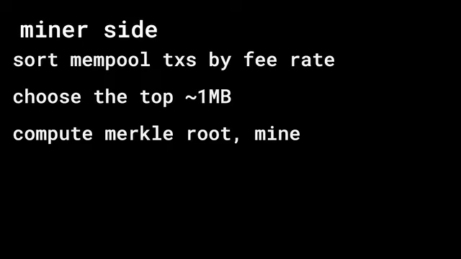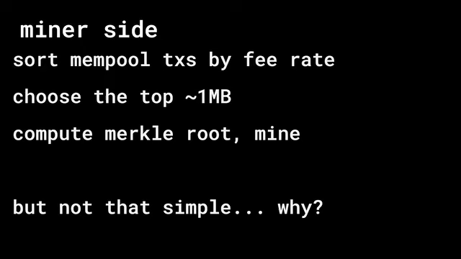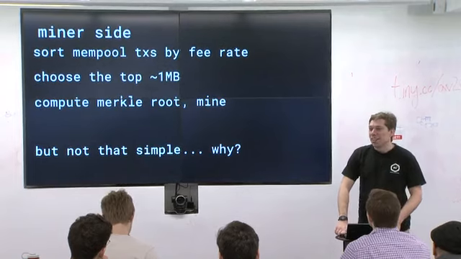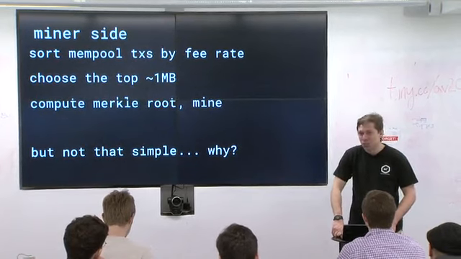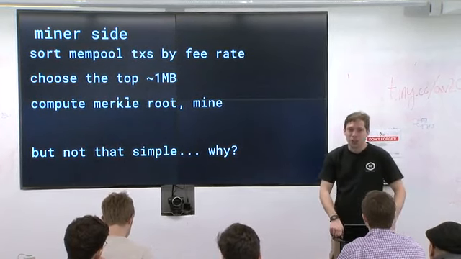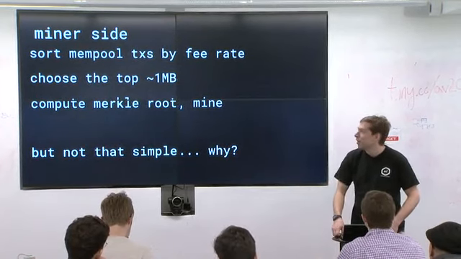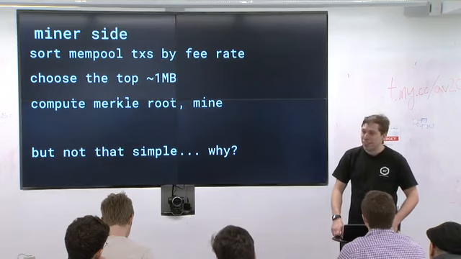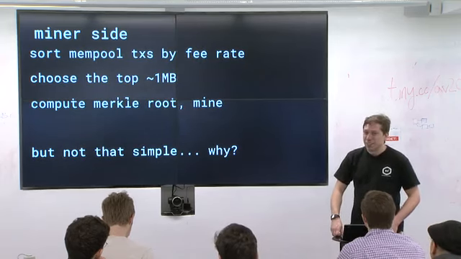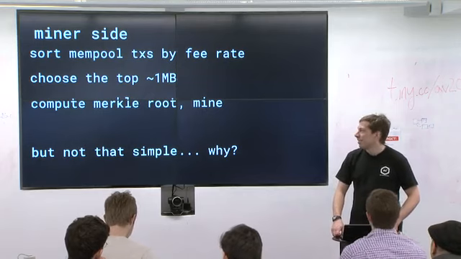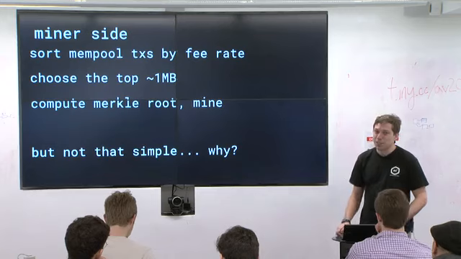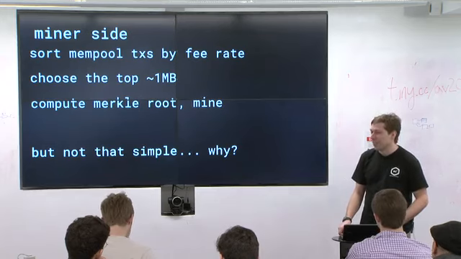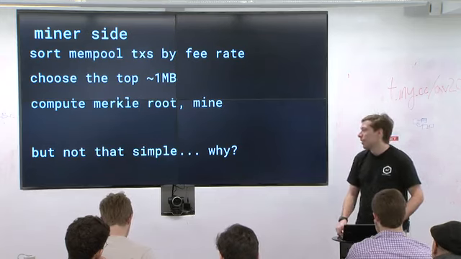Sort the mempool by fee rate, choose the top megabyte, compute a Merkle root, mine. Why is it not this simple? And I mean on an algorithmic level. If you're just like, yeah, sort by fee rate, quicksort or whatever, that's super quick, and then mine. Why is it actually, complexity-wise, not, what is it, n log n for quicksort? It's definitely not n log n for the optimal. Although, wait, quicksort's worst case scenario is n squared, right? So, no, it's way worse than n squared.